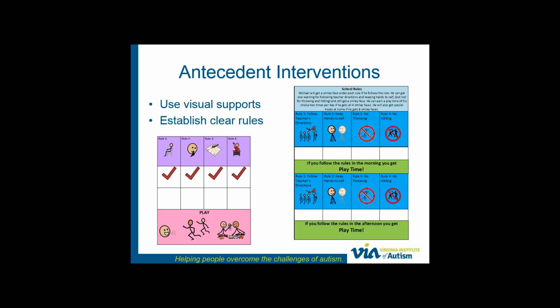Another really good antecedent intervention is establishing clear rules. For example, on the left, I have 4 rules that a young girl who couldn't read had to follow in order to gain access to play. She had to sit, be quiet, do her work, and raise her hand when she was done. Eventually she will know these rules and she won't need the visual. Actually, for that child, what we did is she self-monitored, and then eventually she didn't have to self-monitor because she automatically self-monitored. I often try to fade these out to make the child as similar to their typically developing peers as possible.